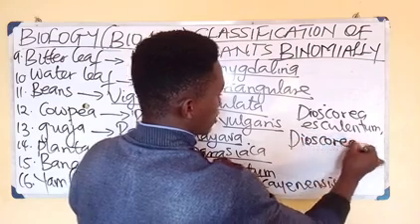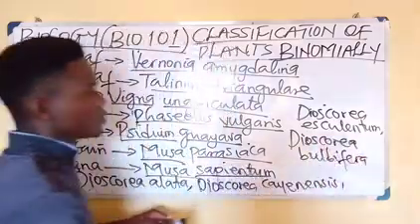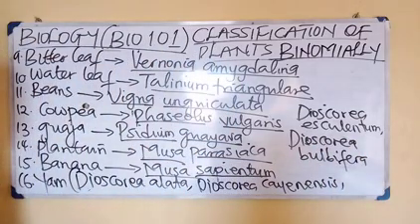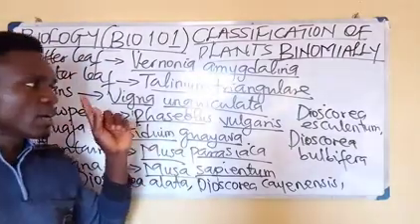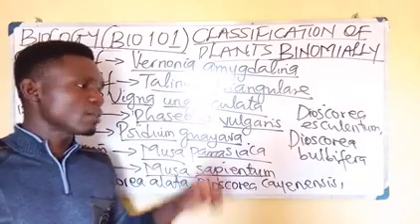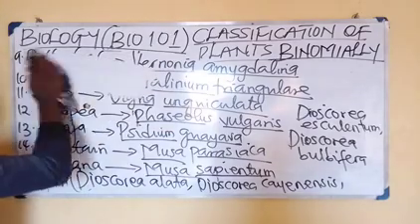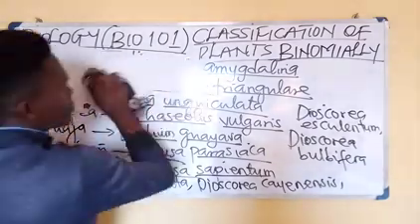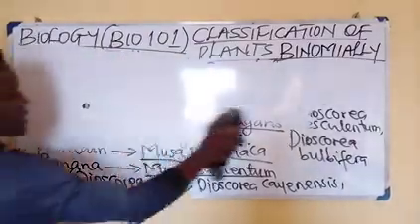Dioscorea bulbifera. So these are different species of yam: Dioscorea alata, Dioscorea cayennensis, Dioscorea esculentum, Dioscorea bulbifera. Okay, so these are common names now. These are common names. Don't feel they are too complex for you to understand.